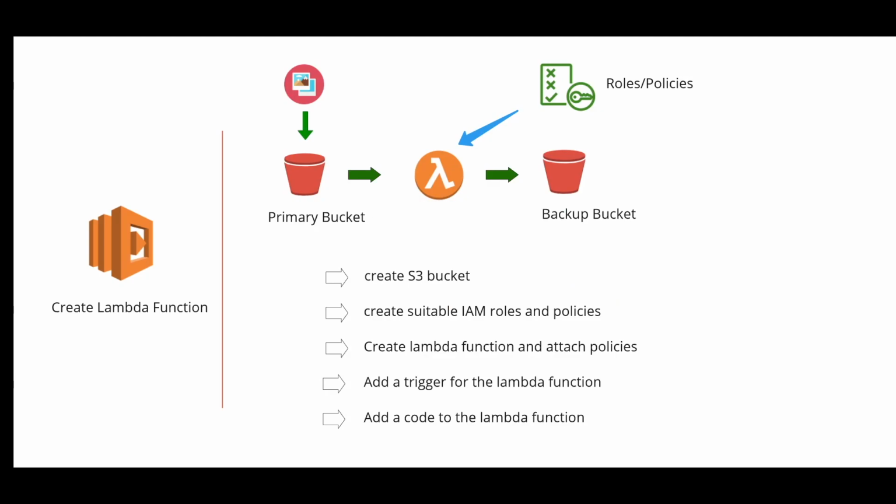Creating a bucket and then create suitable IAM roles and policies, create a function and attach those policies to the function, and then add a trigger for the Lambda function, which is to update an object in the bucket. Finally, we'll add a code to the Lambda function. Let's look into the AWS Management Console.